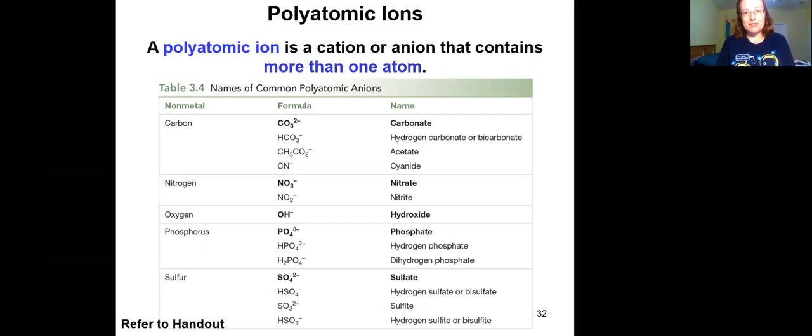Here's the deal with these. These guys all have special names and special charges. I cannot look at the periodic table to find out the names or charges of polyatomic ions. You must use the Polyatomic Ion Table. That's something that I've got for you on Moodle.